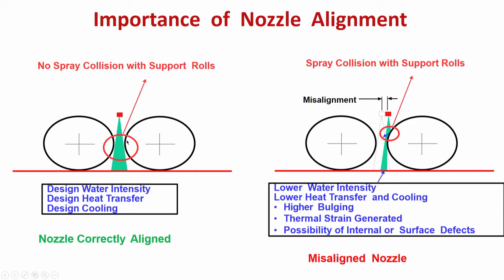Here if you have a correctly aligned nozzle, whatever designed water intensity you have intended or planned, the same thing is impinging on the strand. So, heat transfer is whatever you have desired, the cooling also whatever you have desired. So, the cooling is uniform, heat transfer is uniform, there is no possibility of either bulging or reheating cracks, so everything is fine. So, misalignment of nozzles can create this problem.